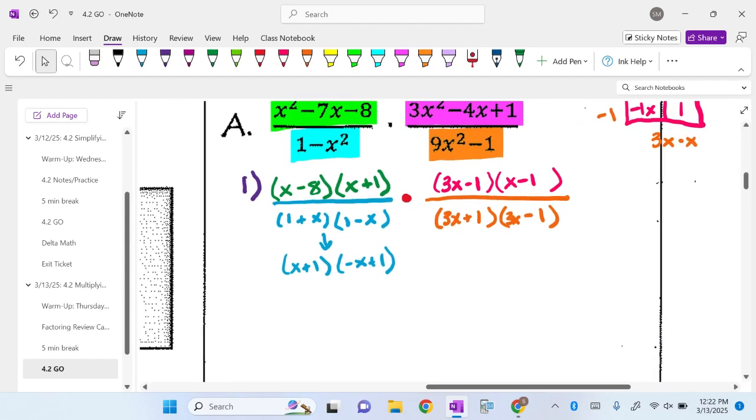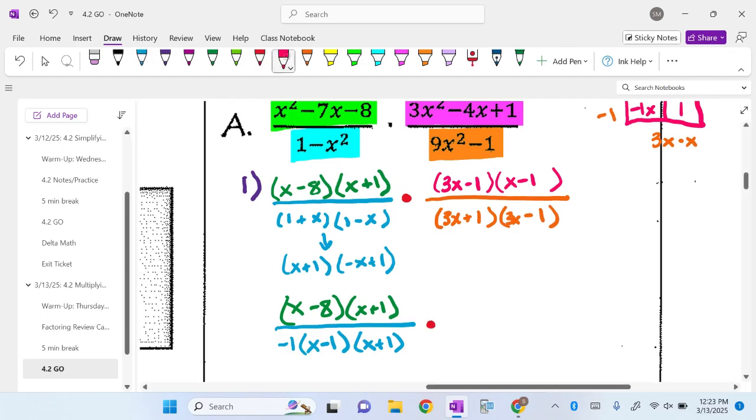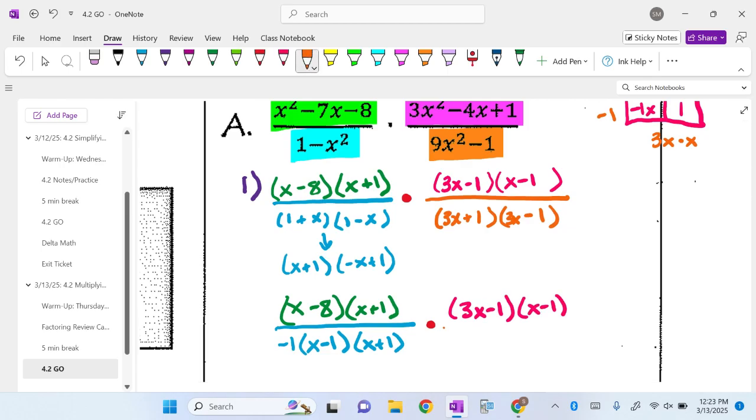What could I factor out? A negative 1. The reason you'll see why I'm doing this in a second, but I would get x minus 8 over x plus 1 all over negative 1 times x minus 1, because I factored a negative 1 out of the negative x plus 1, because I want the x to be positive, times x plus 1, times 3x minus 1, x minus 1, all over 3x plus 1 times 3x minus 1. So now everything is factored.